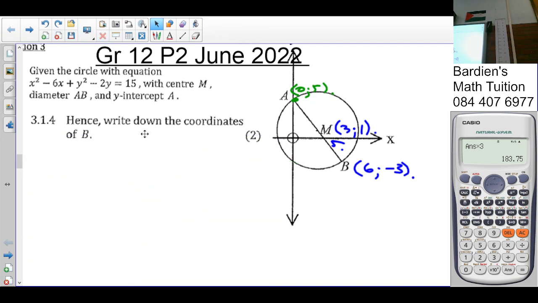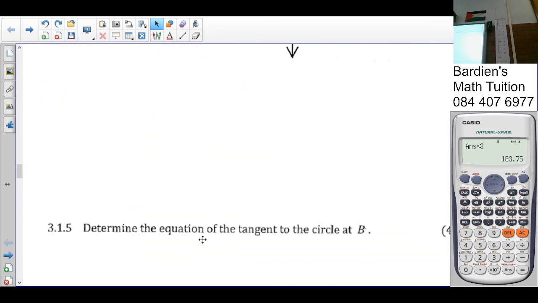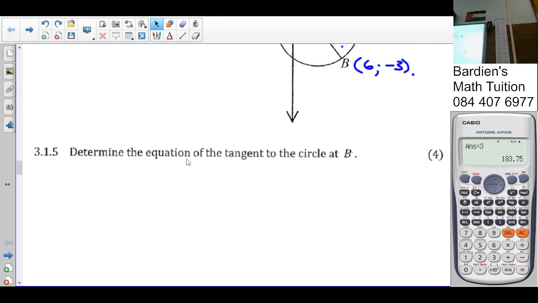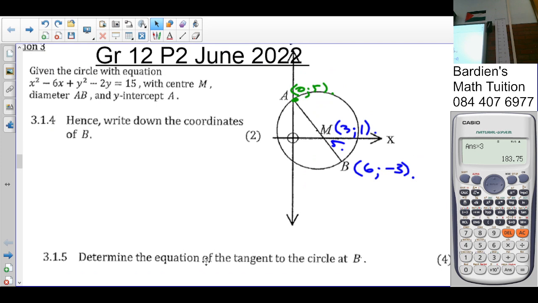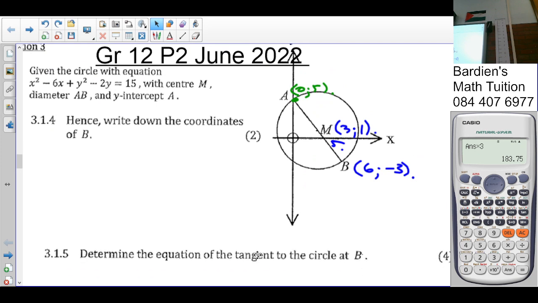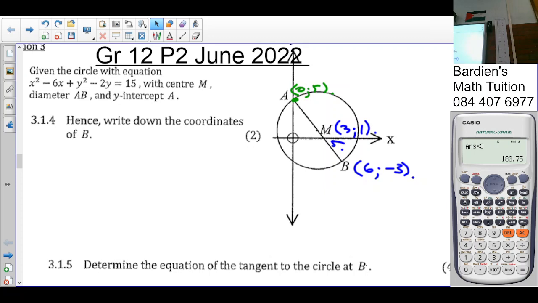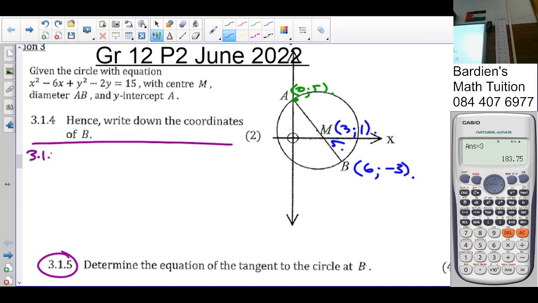Again, taking this off here. Determine the equation of the tangent to the circle at B. That's your next question. Determine the equation of the tangent of the circle at B. So if you draw a tangent here, we know that the tangent will be 90 degrees to your radius, your diameter. Okay? The equation of the tangent will be in the form of y is equal to mx plus c.